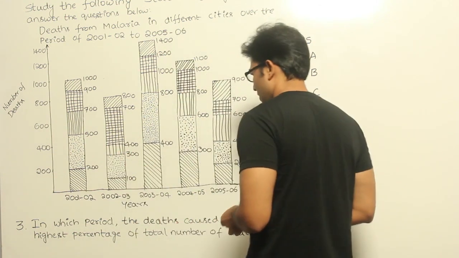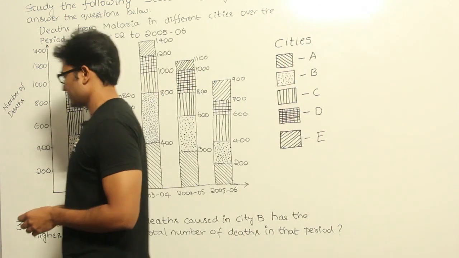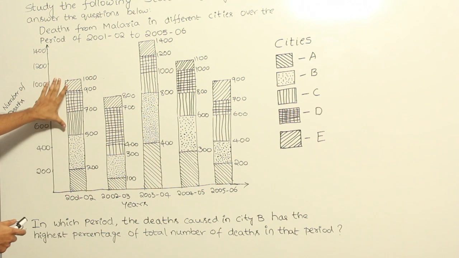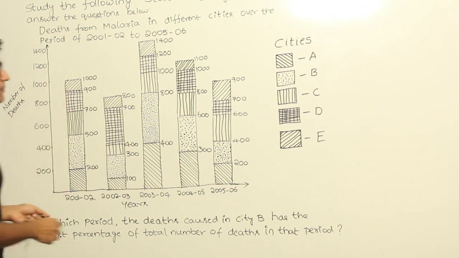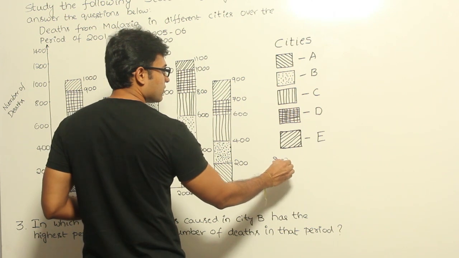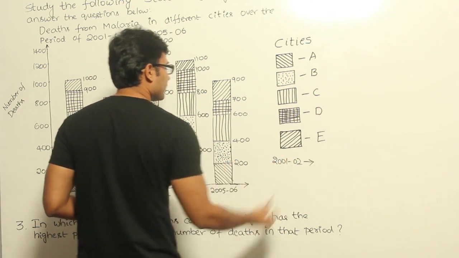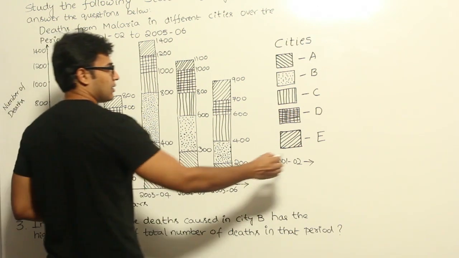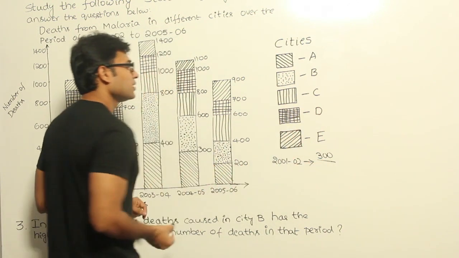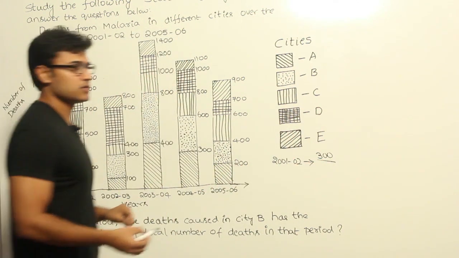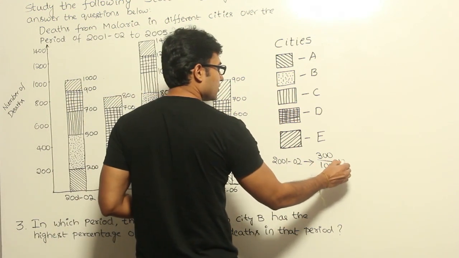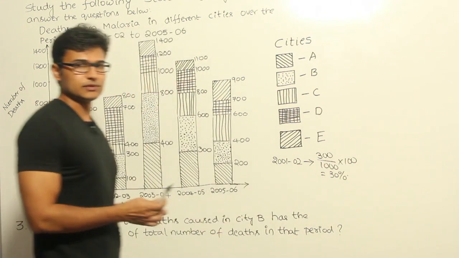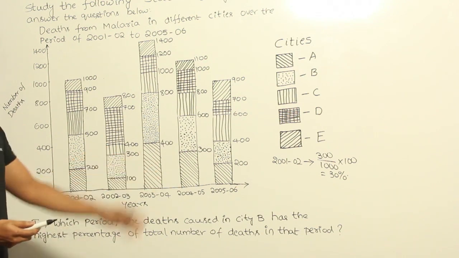Okay, so now city B is represented by dots, right? So city B is this one. Now if we are considering this period 2001 to 2, what is the number of deaths which are contributed by city B? It is 300, right? Now out of how many deaths? The total number of deaths in this period is 1000. So it is 300 by 1000 into 100. Therefore you will get that it is 30%, right? And similarly you have to do the same thing for all the periods.